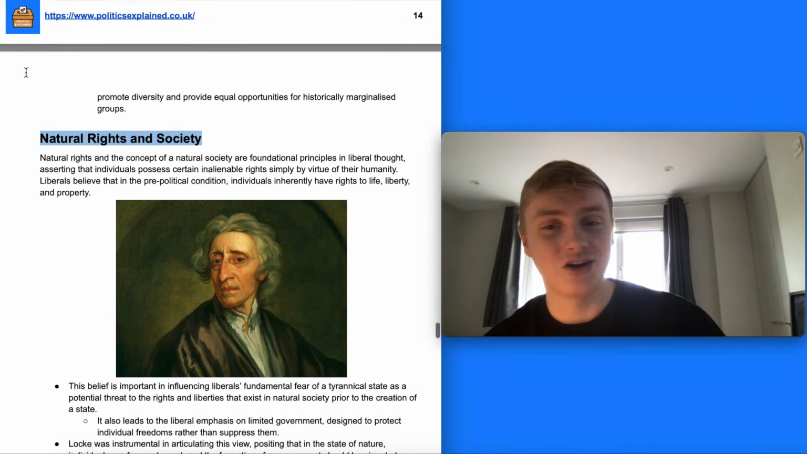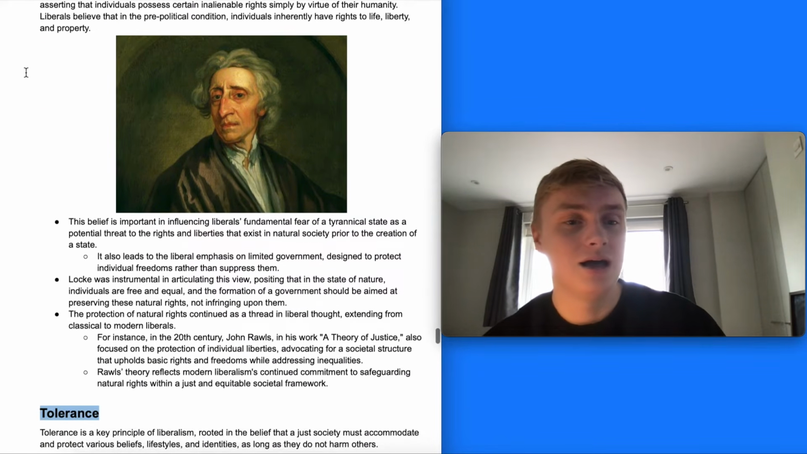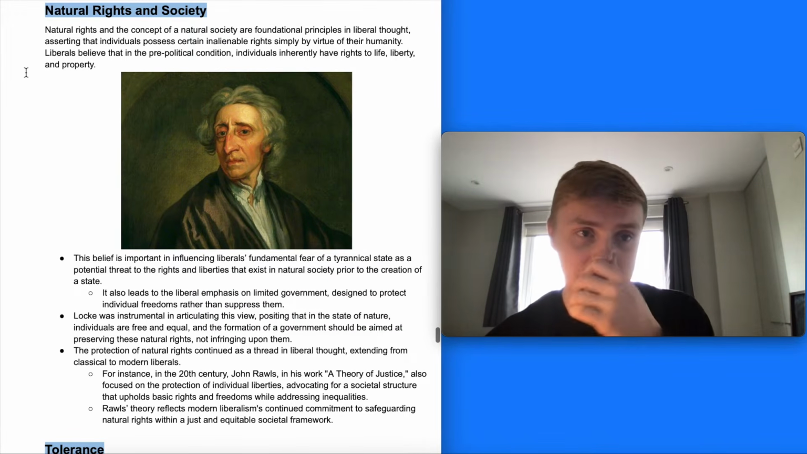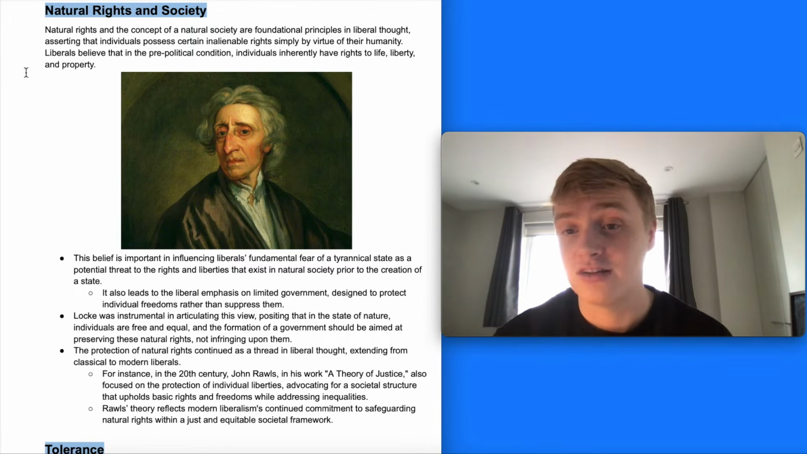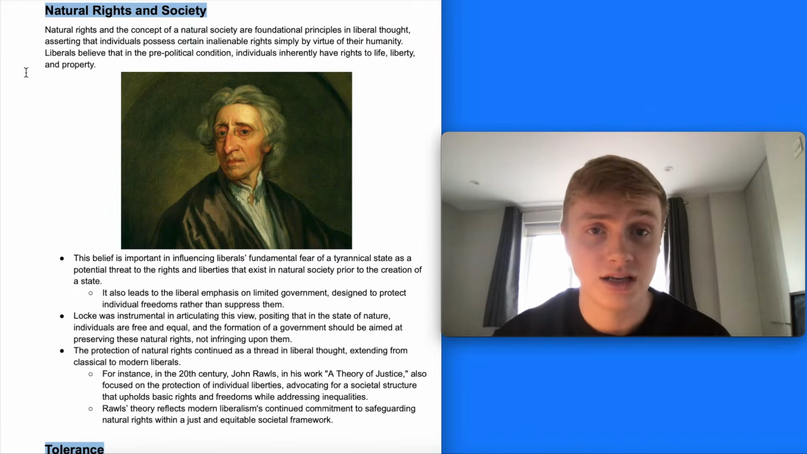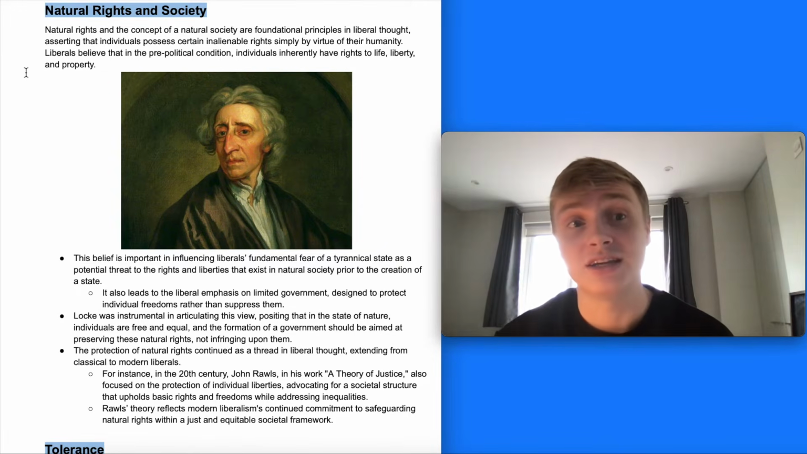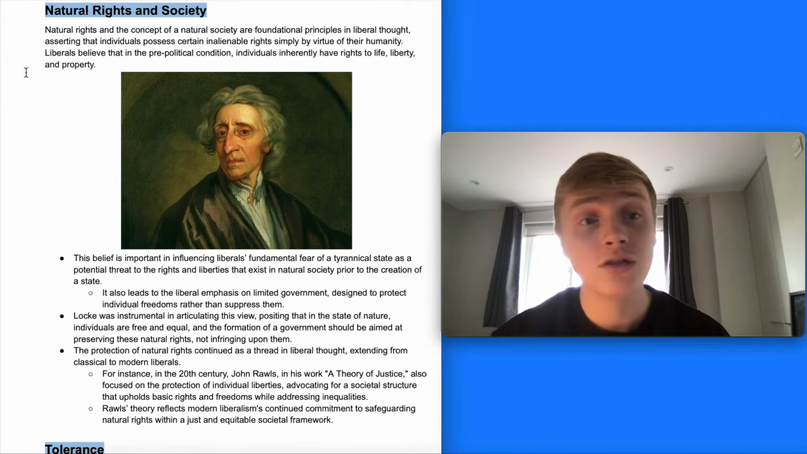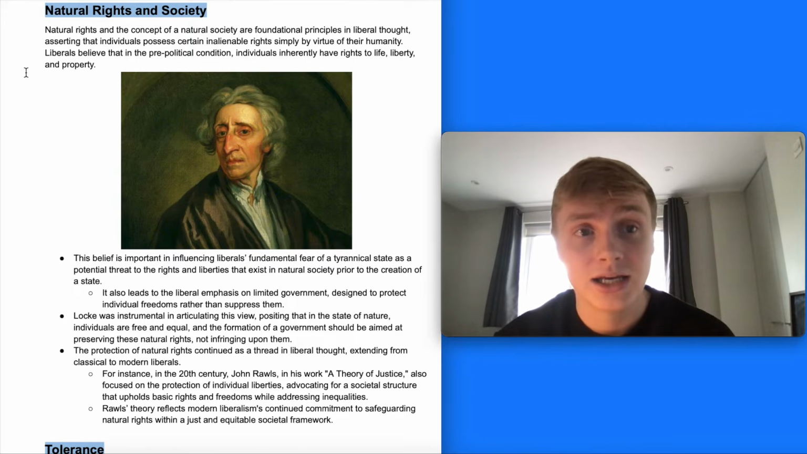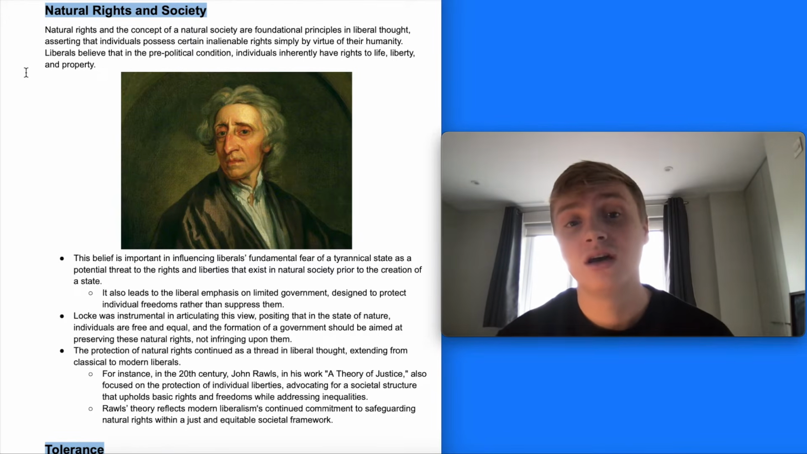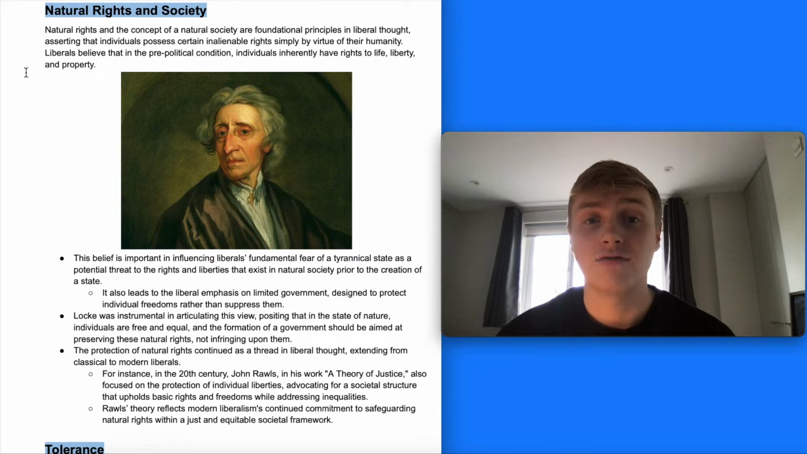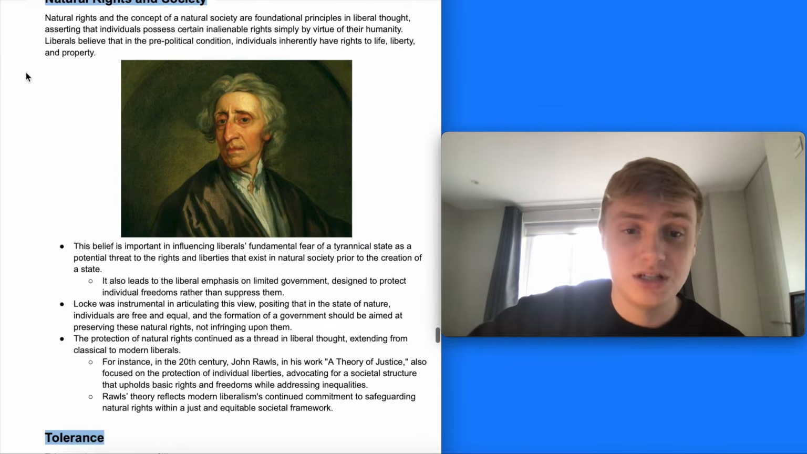Okay, almost finishing going through these principles now. The next one we're going to have a quick look at, there's not really major disagreements with this, is natural rights and society. So the idea of natural rights and a natural society. And these are foundational principles of liberal thought, specifically really articulated by Locke. They argue that people have inalienable rights simply because of their humanity, and that in a pre-political condition, prior to the state, they have rights to life, liberty, and property.